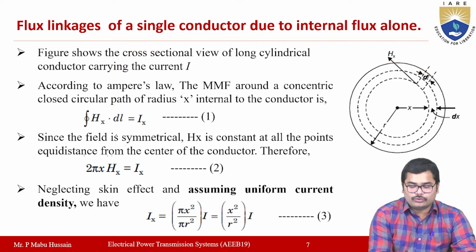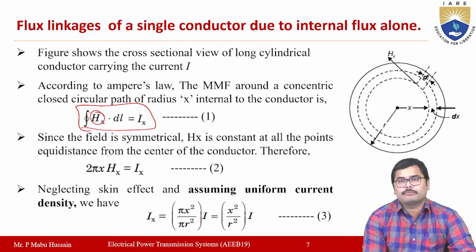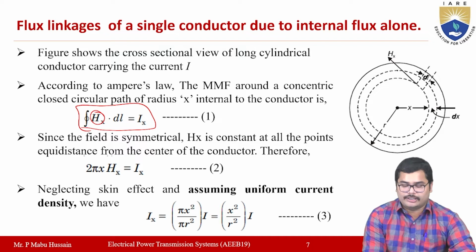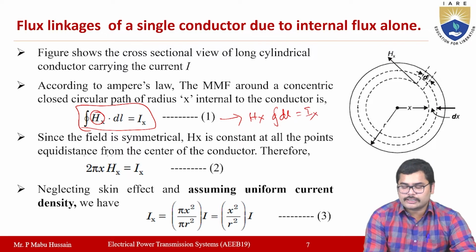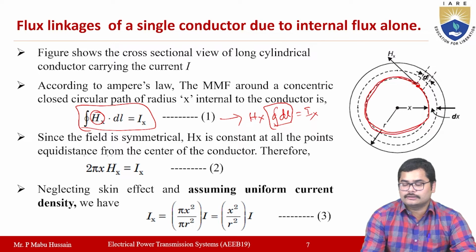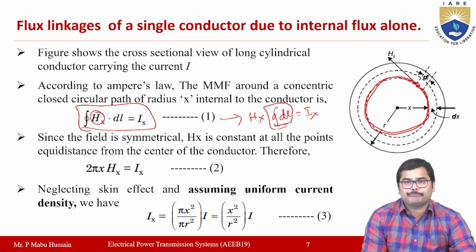So in the first expression, as Hx is constant at all the points which are equidistant from the center of the conductor, you can take it outside, right? So you can write this equation as Hx into the closed integral of dl equal to Ix. Now what is this integral of dl? If you consider this concentric circle, the integral of dl is nothing but the total length of the path.